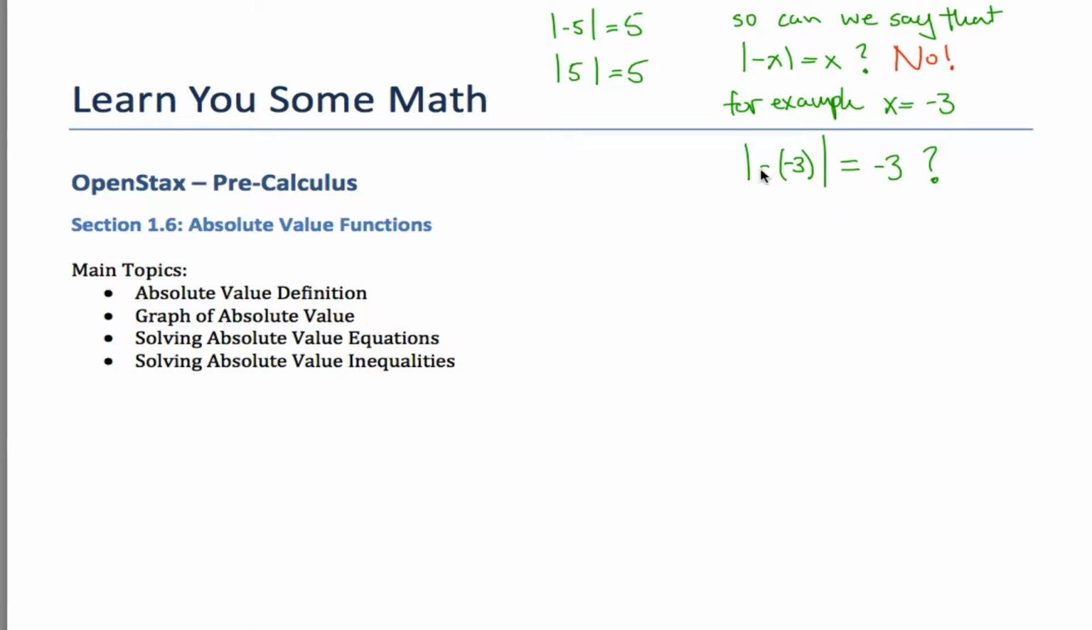And to show you why this is false, well, the negative of -3 is just 3. And so does the absolute value of 3 equal -3? No, that's not true. The absolute value of 3 equals +3, not -3. So the point that I'm making is you got to be a little bit careful with absolute value. Maybe it's a little bit more subtle than you give it credit for. So that kind of brings us to the first of our main topics.